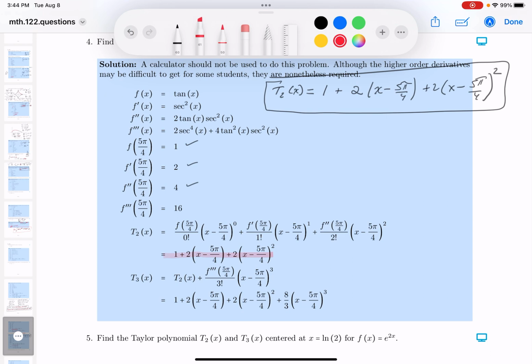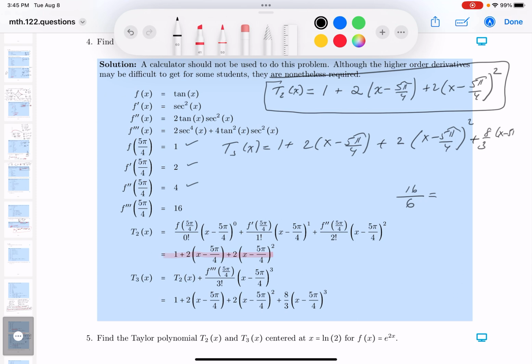All right, let's put down T3. And T3 is certainly going to involve T2, which is 1 plus 2. I'm not going to do that again, I just did it. And then you can get plus 16. I'll write this on the side, by the way. And it's going to be 16 over 3 factorial. All right, 3 factorial is just the number 6. It's 3 times 2 times 1. I'm going to reduce that to 8/3. And then x minus 5 pi over 4 cubed.